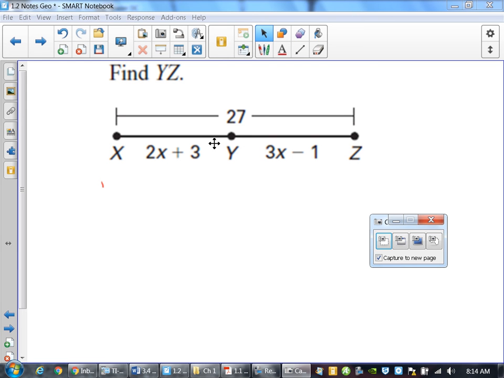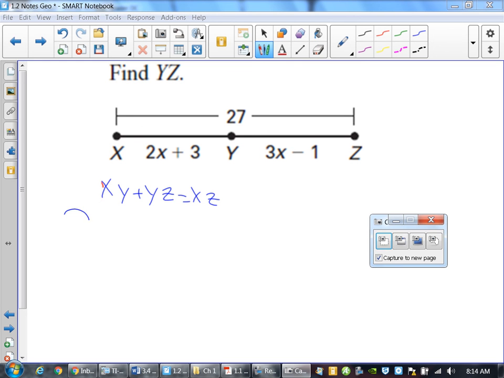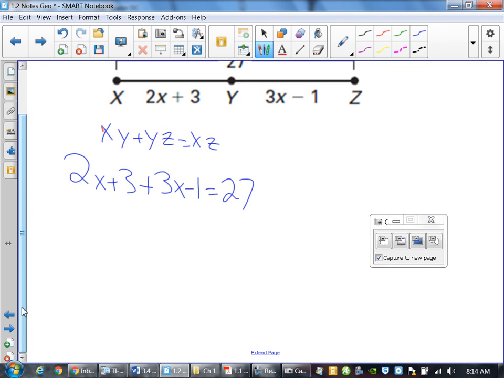All right, so what do we do? Anyone have an answer? We do math. XY plus YZ equals XZ. Two X plus 3. Oh, sorry, I wrote that wrong. I'm sorry, XZ. Okay. So 2X plus 3. So 3X plus 4 plus 5. So 5X plus 2 equals 27.